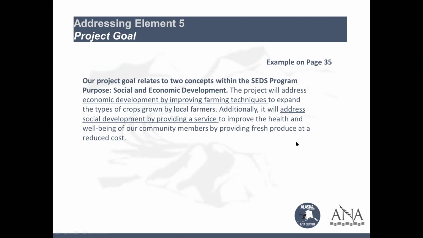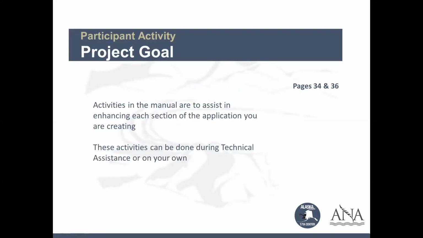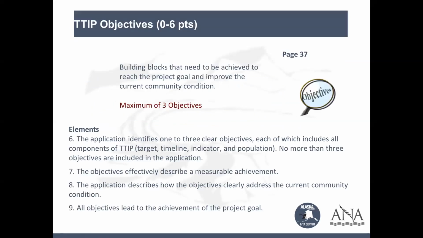So an example is that our project goal relates to two concepts within the SEDS program purpose. The project will address economic development by improving farming techniques, and it's going to address social development by providing a service to produce fresh produce at a reduced cost. And the activity is on pages 34 and 36. The T-tip objectives. Under this sub-criteria, there are 4 elements to address.